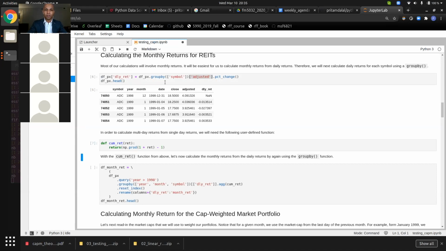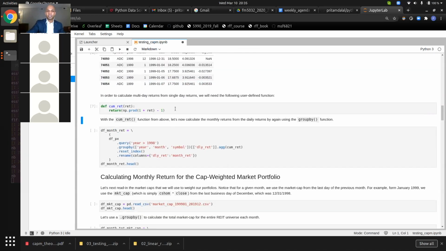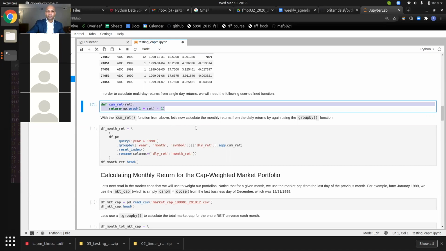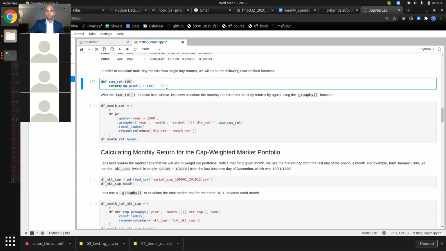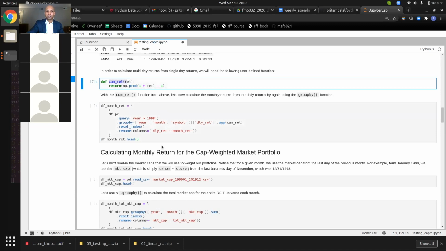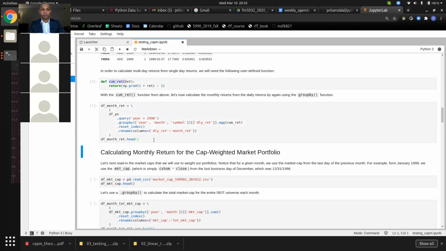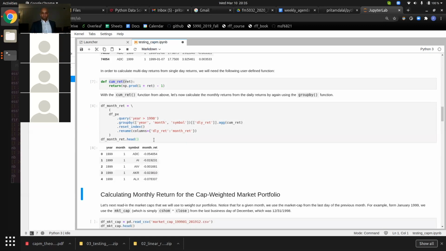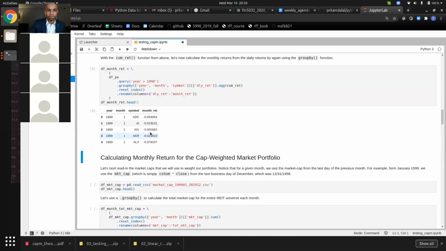Okay, cool. So in order to calculate multi-day returns from single-day returns, we're going to use this user-defined function, which takes in an array of returns and produces a multi-day return. So we'll use this cumulative return function to now calculate all the monthly returns that we need. Cool. So here's the monthly return for January 1999 for ADC, et cetera.